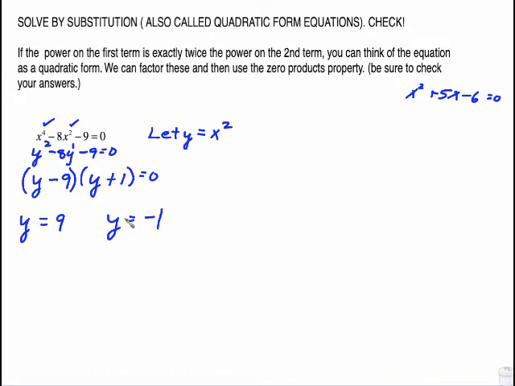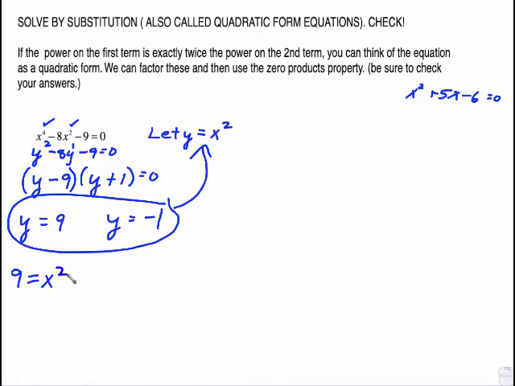Now what you have to be careful of is that you have solved for y. Our original equation was in x's. So we have to take this information and plug it back in here. So y equals x squared. So you write down 9 equals x squared. Y equals negative 1, write down negative 1 equals x squared. And then you have these equations you need to solve.